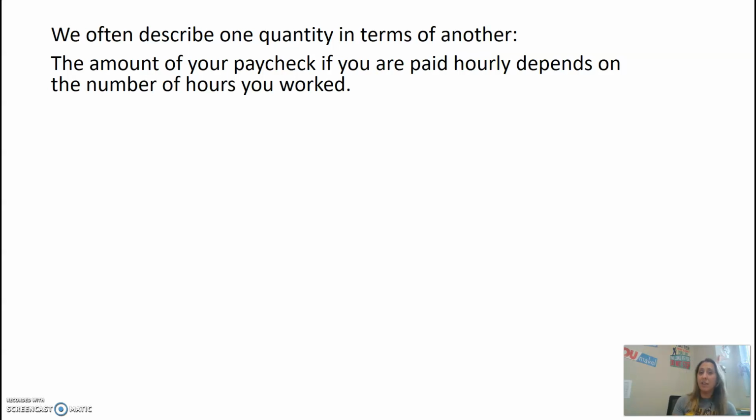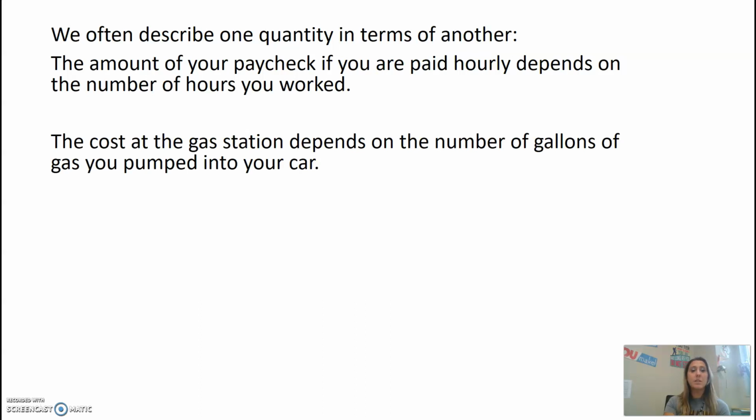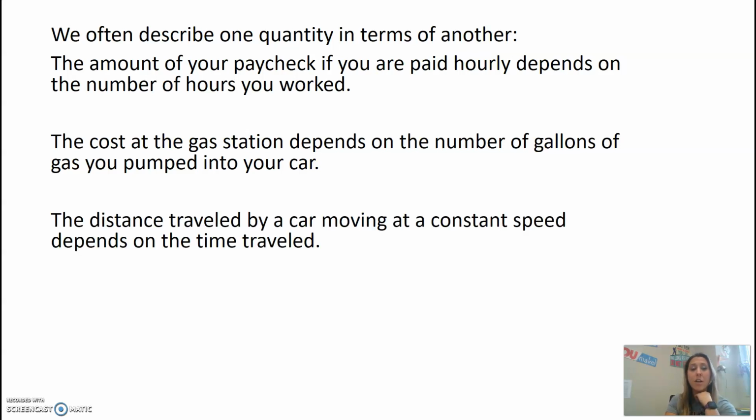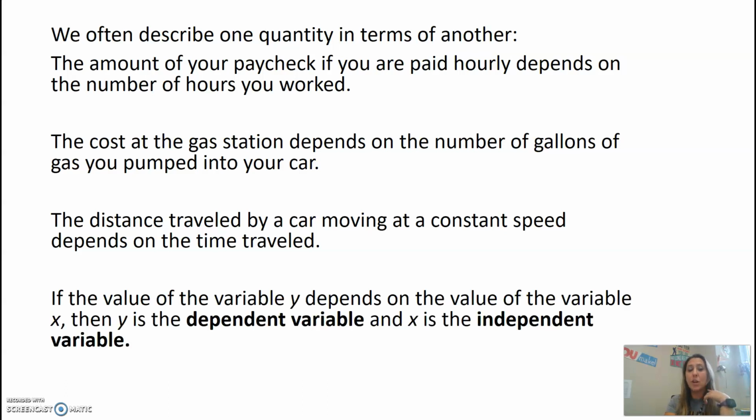So if you work 17 hours one week and 27 hours the next week, the following week you would get paid more. Another one would be the cost at a gas station depends on the number of gallons of gas you pumped into your car. The distance traveled by a car moving at a constant speed depends on the time traveled.